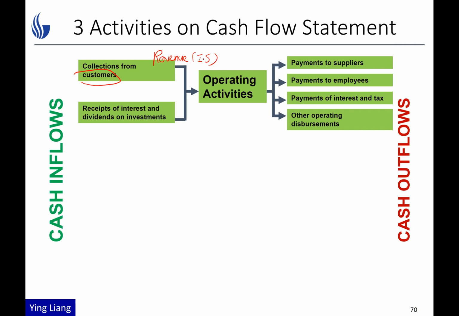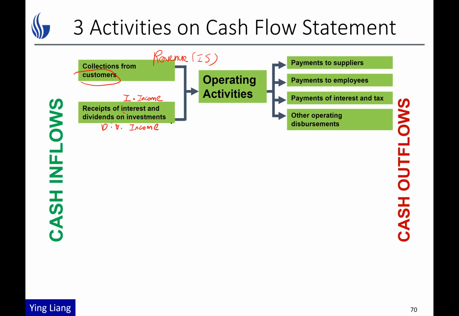Second, receipts of interest and dividends on investments. We've seen it in Coca-Cola a lot, and in the income statement it is called interest income. We also have something called dividend income in the income statement. These two are related to the operating activities of cash flows. If you look at this line and check the income statement line, you'll see the difference of cash basis versus accrual basis accounting.